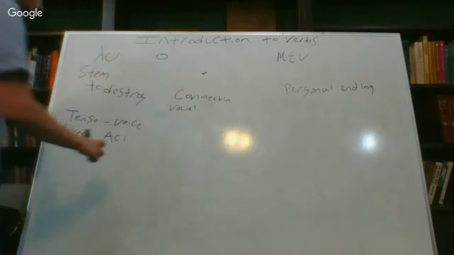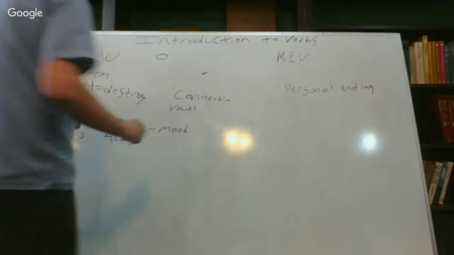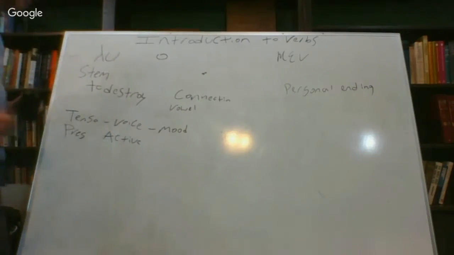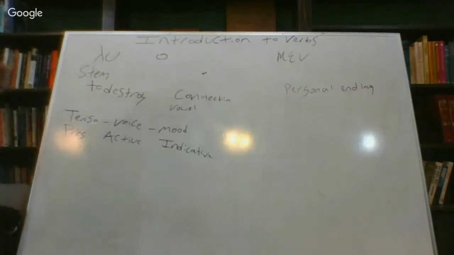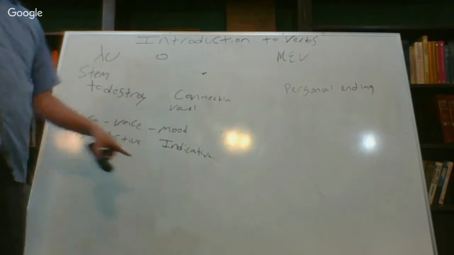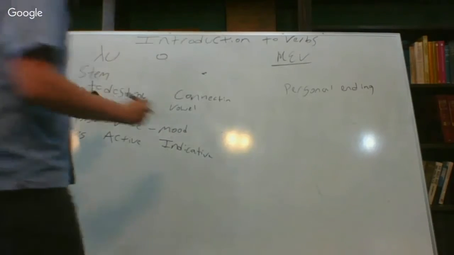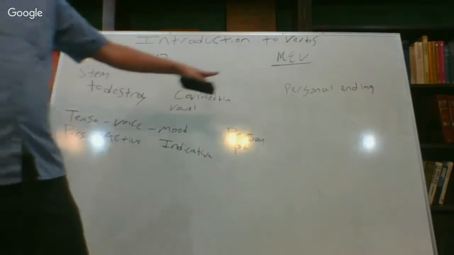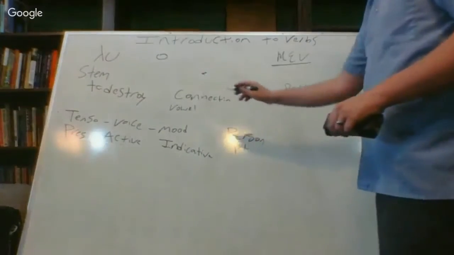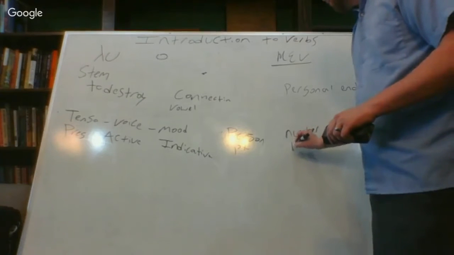So I'm parsing this word luomen for you. Then we parse mood. I gave you an indicative verb to start off with, so it's going to be indicative. Again, every single verb that you'll be parsing for the remainder of this course is going to be an indicative verb. Now we've gotten present, active, indicative. Now we have to parse person, knowing that men is a first person personal ending. So person is going to be first person, and then men is also a plural ending. Tense, voice, mood, person, number. And this is going to be plural.